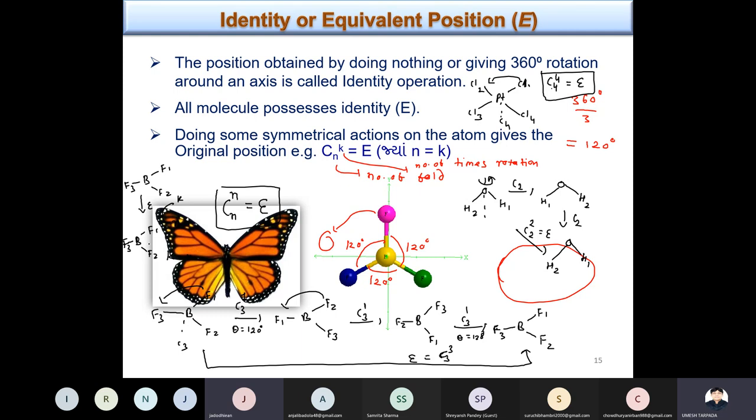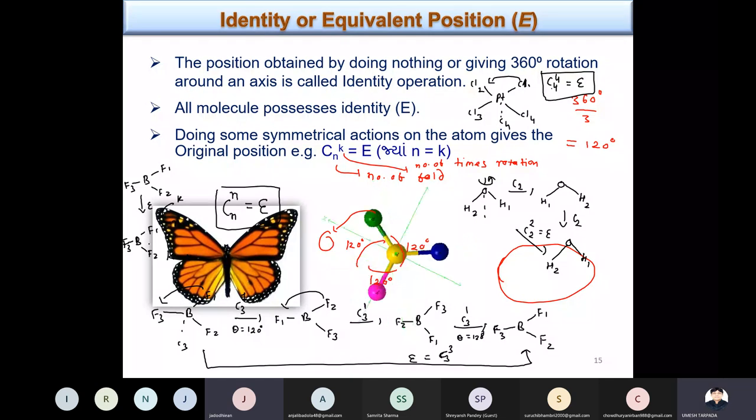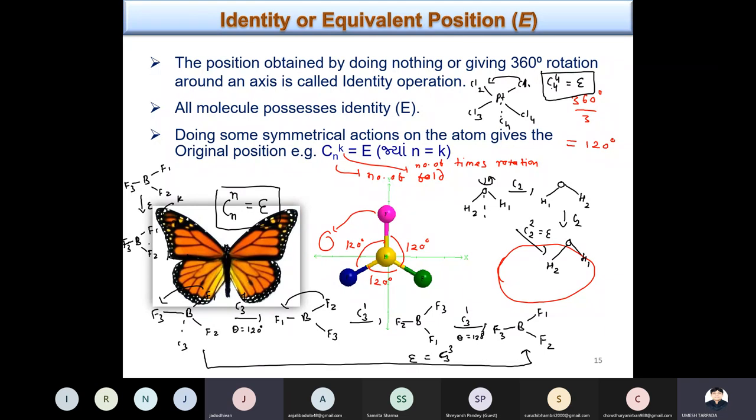So what is its result if you give first time rotation? What happens? This is three times rotation, see. So you are getting identical structure. If you give rotation at angle 360, see, this is 360, 120 plus 120 plus 120. It's a 360 angle. You are getting same structure. Okay, so this is called identity.